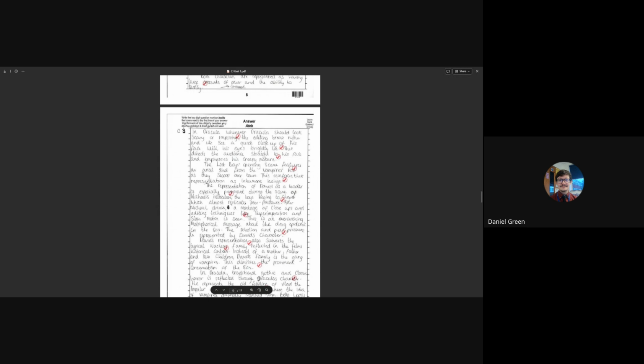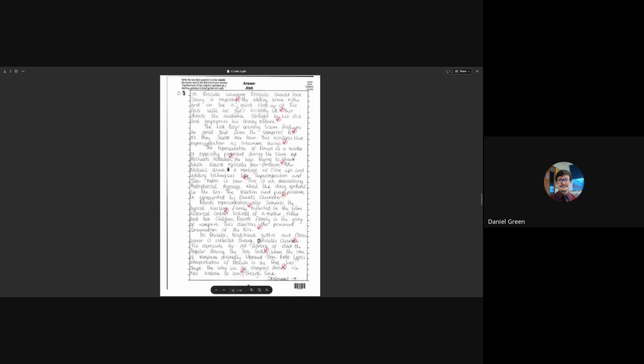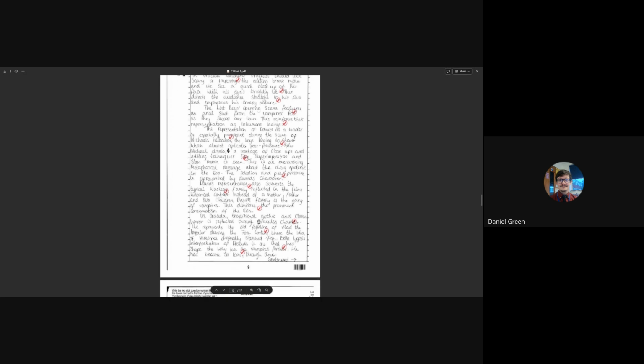Both characters are represented as having large amounts of power and the ability to terrify. In Dracula, whenever Dracula should look scary or imposing, the editing breaks rhythm and we see a quick close-up of his face with his eyes brightly lit. This directs the audience straight to his face and emphasises his creepy nature. The Lost Boys opening scene features an aerial shot from the vampire's POV as they swoop over town. This reinforces their representation as inhuman beings. The representation of David as a leader is especially prominent during the scene of Michael's initiation.